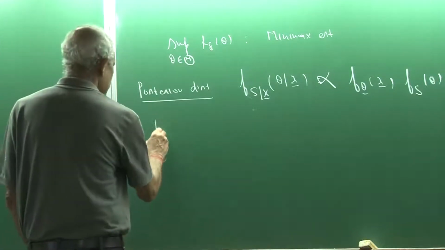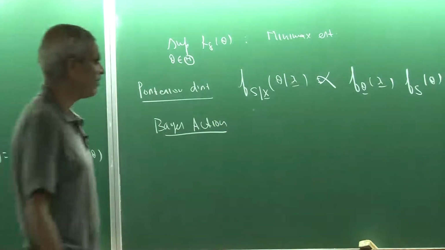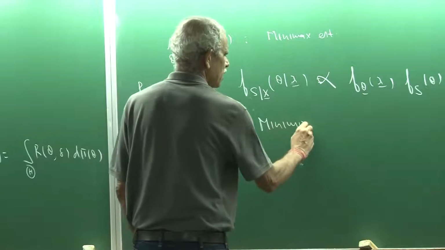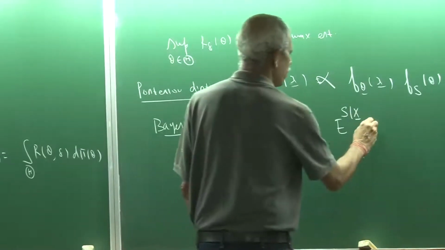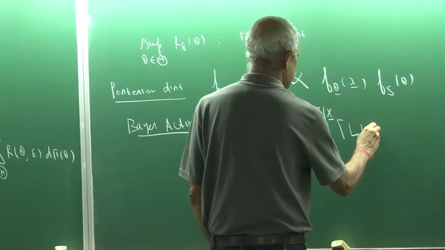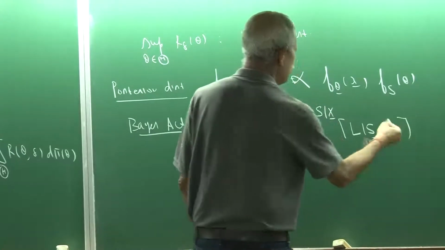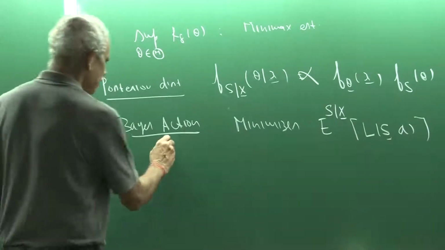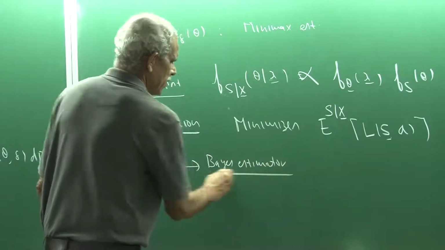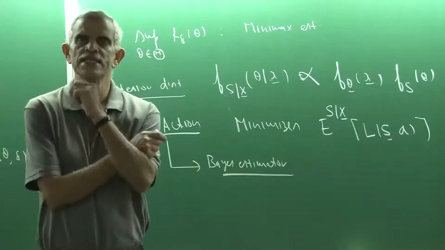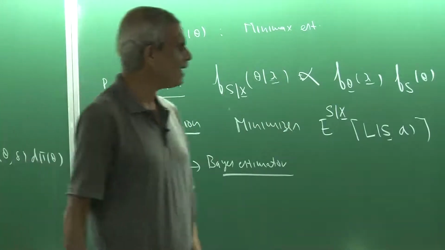And then we saw that, in fact, that is the case. So what is the Bayes action? Bayes action is the one which minimizes the posterior loss, so expected value of S given X of L(S, a). So you try to minimize this with respect to a. And then you say that the Bayes action delta(x) is nothing but your Bayes estimate. So for finding a Bayes estimator, what you need to do is find the posterior distribution, and then you try to minimize the posterior loss.